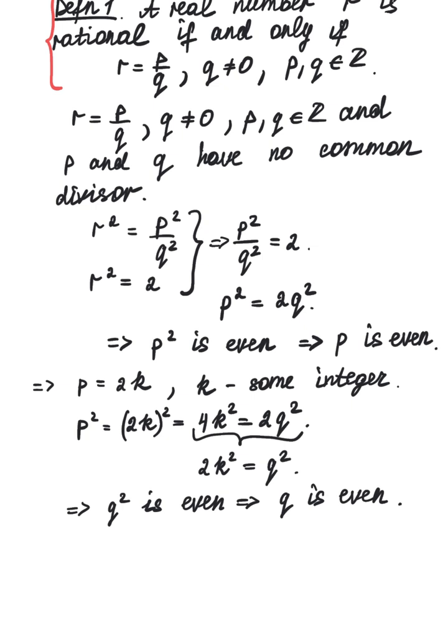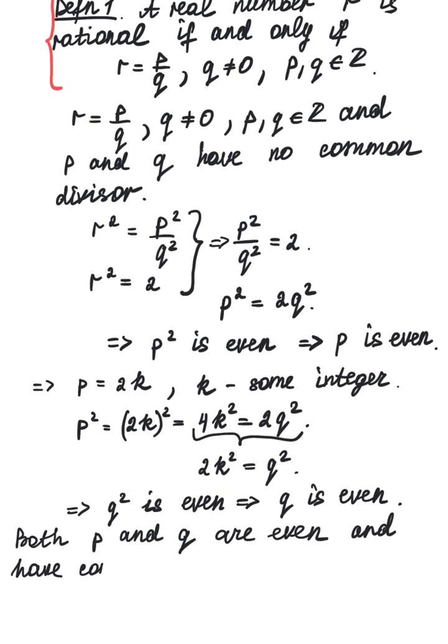So what does it mean now? It means both p and q are even, and they have a common divisor, which is 2.